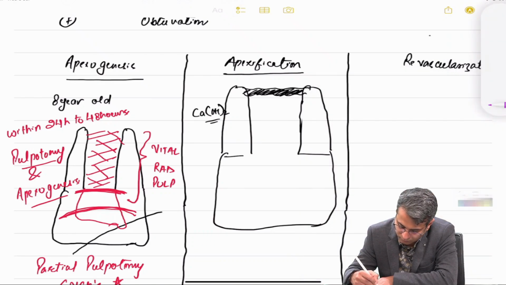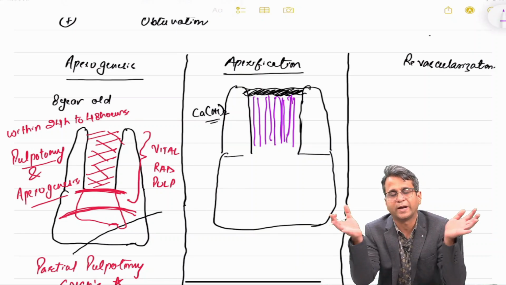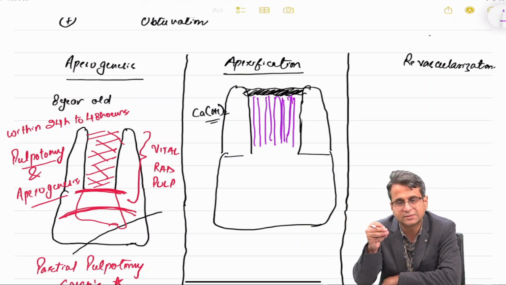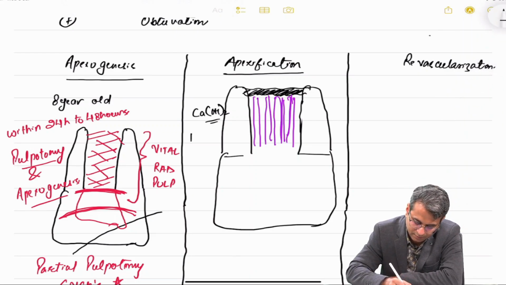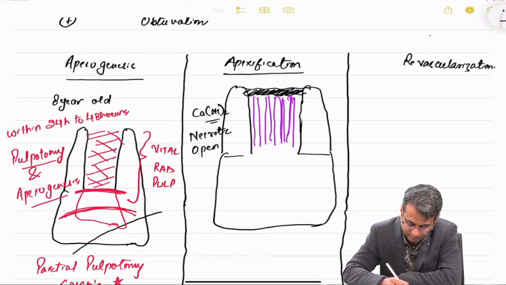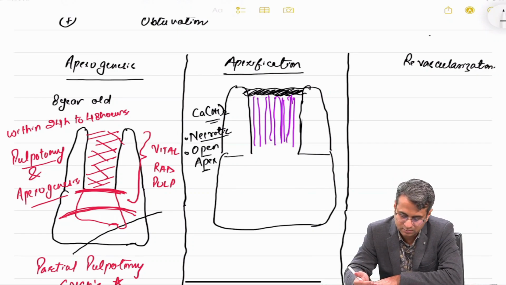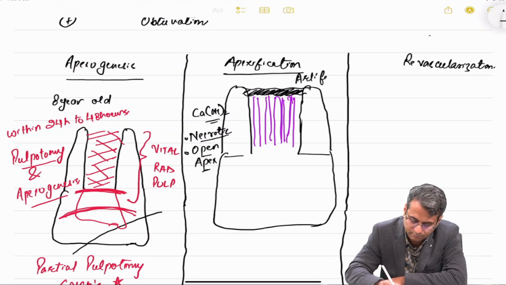So you can now fill this canal with the gutta percha and the sealer. Previously, we could not do this since the apex was wide open. So apexification is artificially forming the apex. Over here, remember the important point is that the pulp is necrotic. Necrotic pulp is there. Open apex is there. And we have to do an obturation. So we artificially create a barrier. Artificial barrier is created over here.